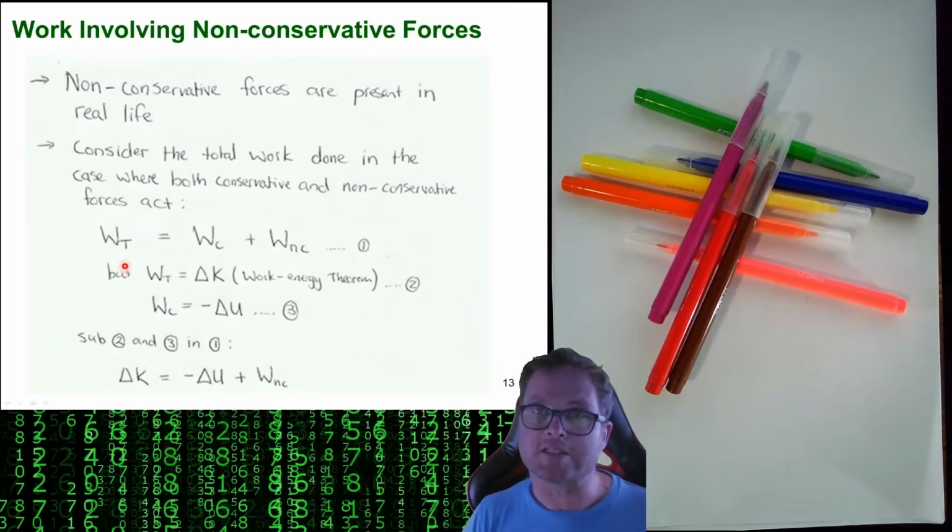So in such a case, the total work done will be the work done by the conservative force plus the work done by the non-conservative force. That's equation 1. We can then apply the work-energy theorem to get equation 2. As before, the work done by the conservative force will be the change in the potential energy. Substituting 2 and 3 into 1, we see the change in the kinetic energy is minus the change in the potential energy plus the work done by the non-conservative force.